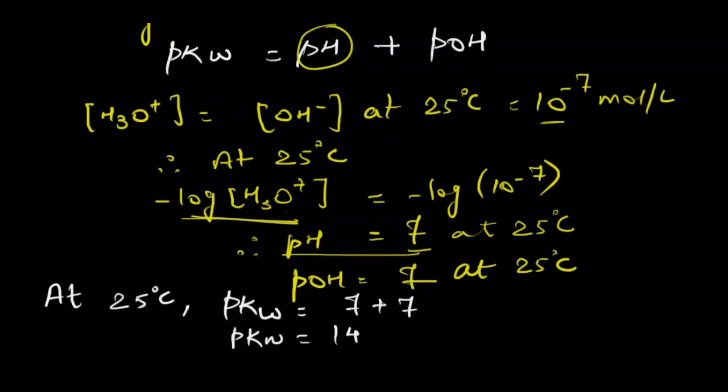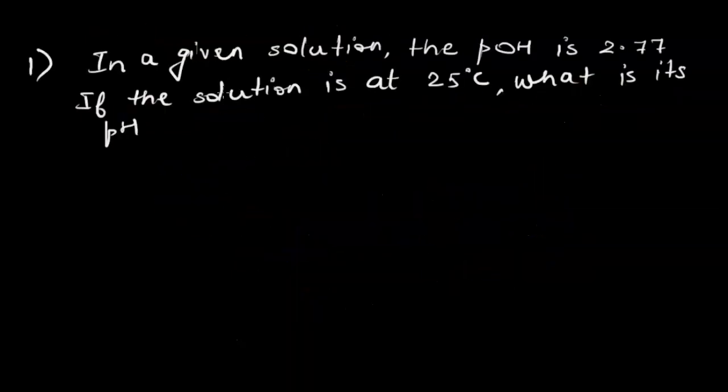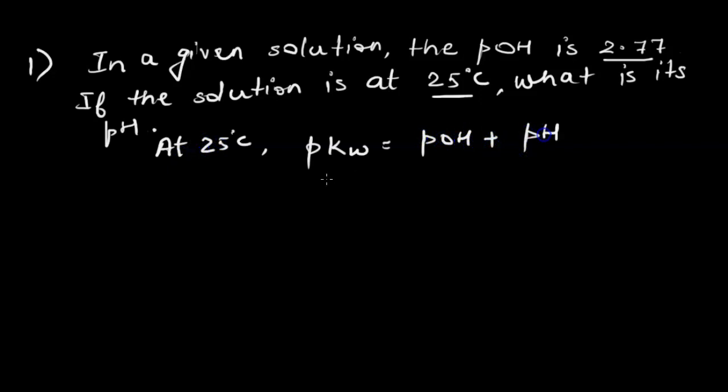Let's take the first example. We're given a question where the pOH in a given solution is 2.77. If the solution is at 25 degrees Celsius, what is its pH? As we know, at 25 degrees Celsius, pKw is equal to pOH plus pH. And we also know the value of pKw is 14.